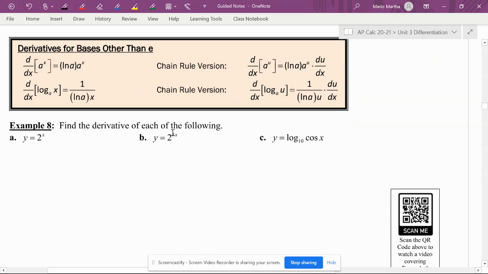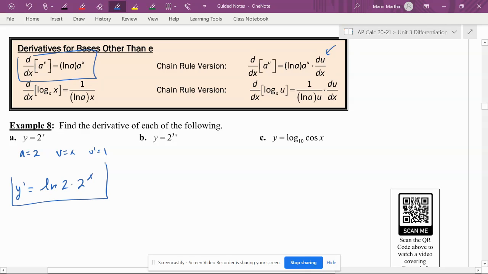So find the derivative of each of the following. Here, if you notice, we just have a equals 2, and then u is just equal to x, so u prime is 1. So you don't have to use this part, you would just have to use this part. So y prime equals the natural log of 2 times 2 to the x. And you're done.